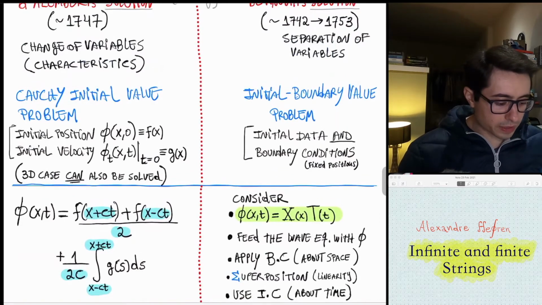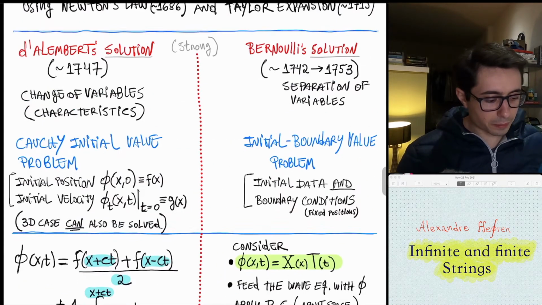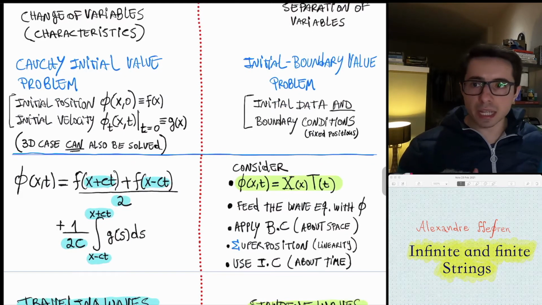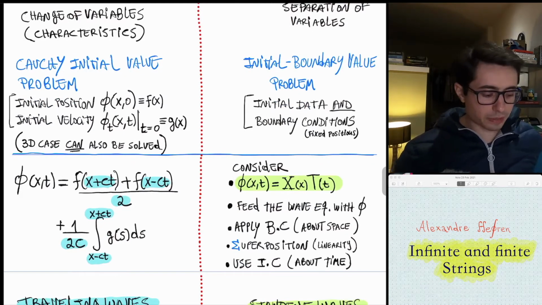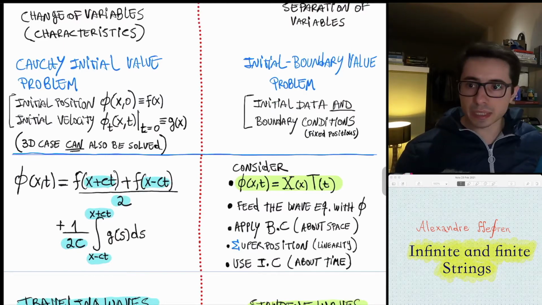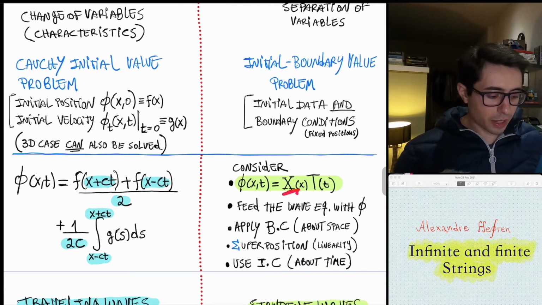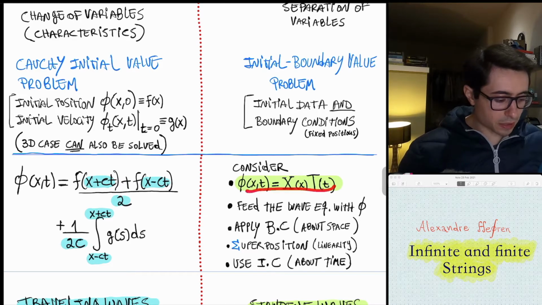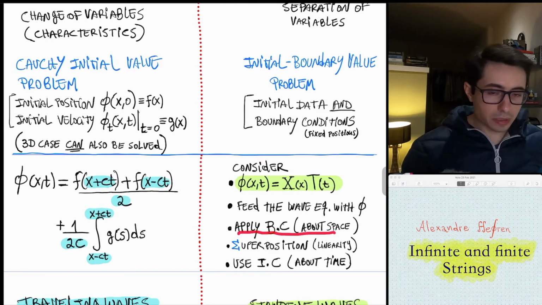Now, for the right side, we have the Bernoulli solution, as we just mentioned, and here we basically have an ansatz where we say that our solution is a function of space and time, and we split it into x and t. This function only depends on x, and this one only depends on t. Then we try to see if that's a solution. Basically, you feed these ansatz back inside our wave equation, and we apply boundary conditions thereafter.